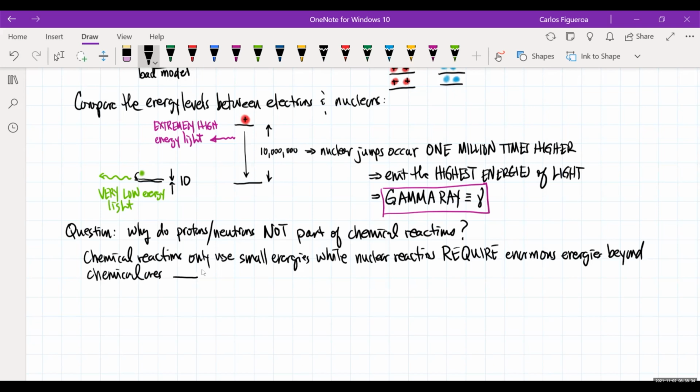So therefore, they're really inert. Should I say that? They're inert to chemical reactions. They just sit there and do nothing. The only way you can get protons and neutrons to react is you need a thermonuclear process. And typically that requires a lot of energy.